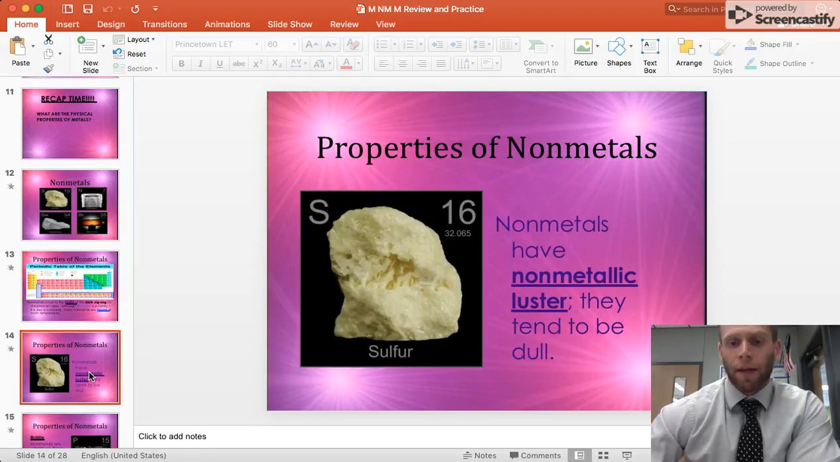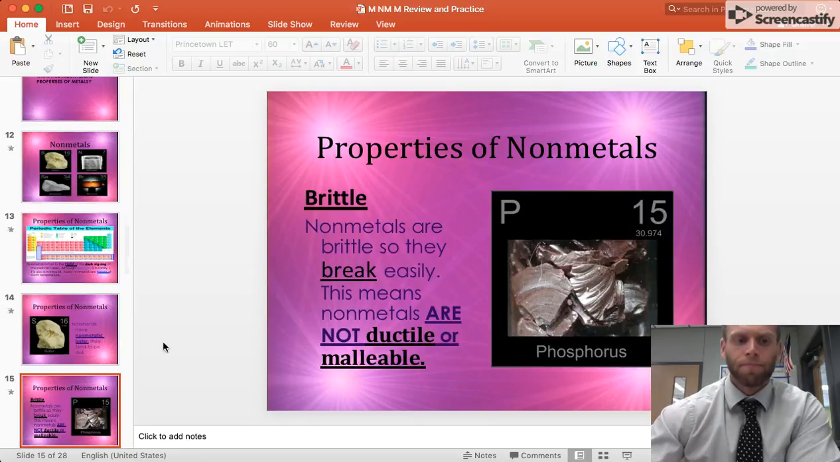So some properties of nonmetals: they have a non-metallic luster. So they're very dull. Sulfur, as you see there, is not shiny, it doesn't have that luster. So they do not have very much luster.